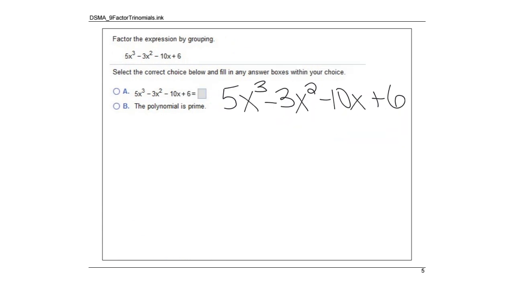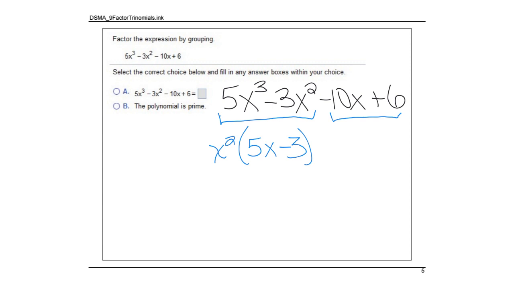All right, one more with factoring by grouping, and then we'll get into the real factoring. So we're going to look at the first 2 terms. I have a 5 and a 3, nothing in common, but I can pull an x squared out. Okay, then I look at the next 2.